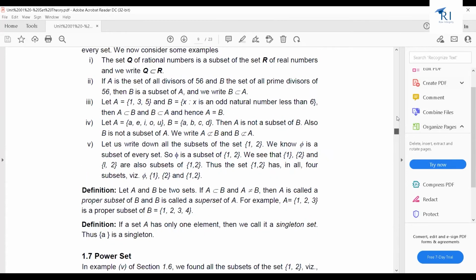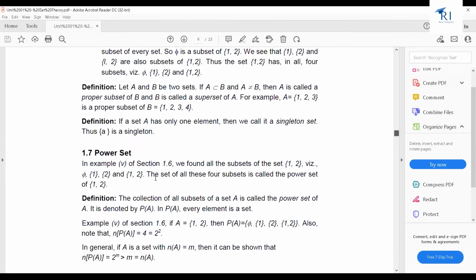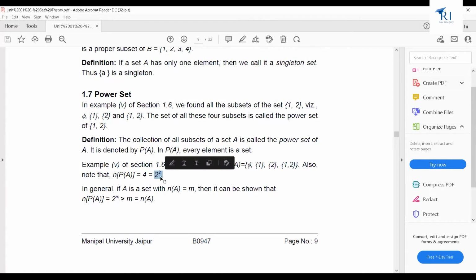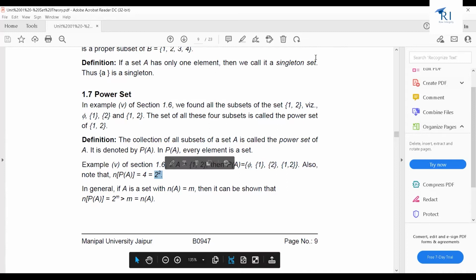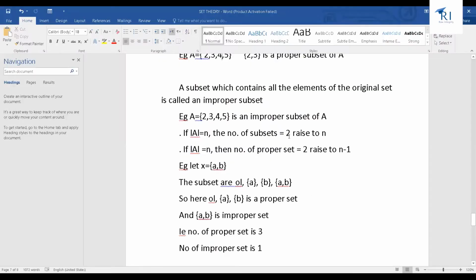Yeah, here, like this: 2 raised to n. It's not raised to 2, okay, 2 raised to n. This is the number of proper sets. If we need to find the number of proper sets, we write it as 2 raised to n. N is the cardinality of that set.